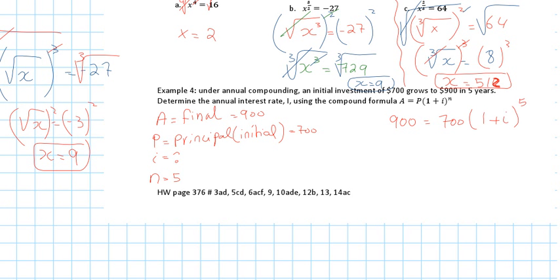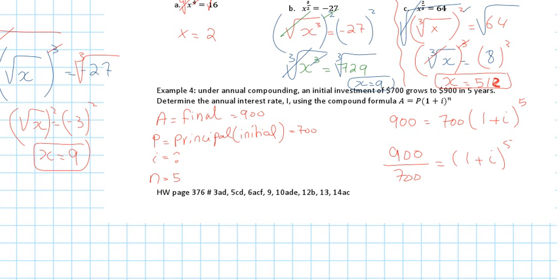That's right. Remember that when I was isolating for my equations, the first thing I want to get rid of in this case is the multiplication. So bring the multiplication over as a division. That's going to be 900 divided by 700 equals 1 plus I to the power of 5.